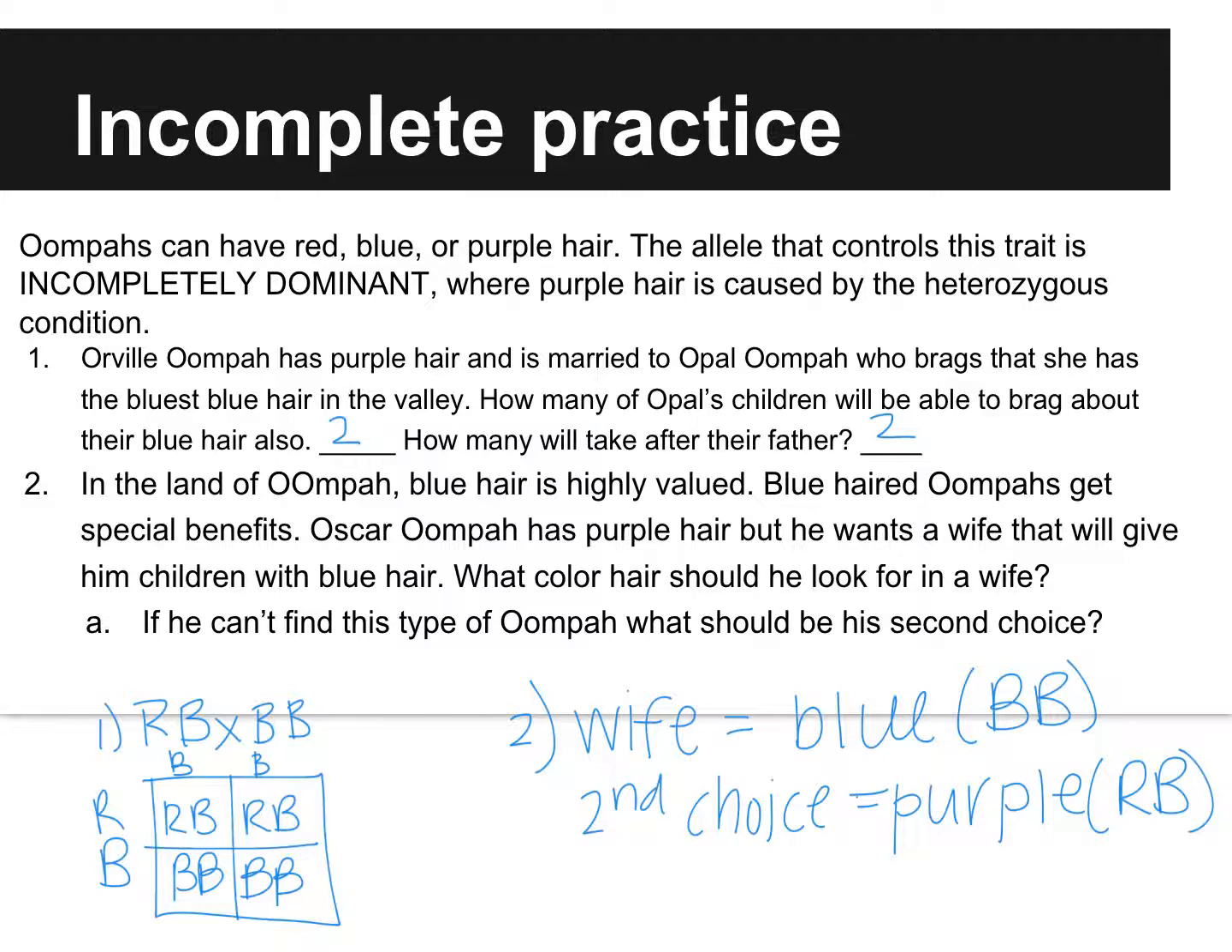All right, here are your answers, so make sure you check yourself. On number 2, just make sure you understand the reason why he has to marry a blue or a purple wife, because if he marries somebody with red hair, he cannot have any blue children because he can't get 2 copies of that B allele.